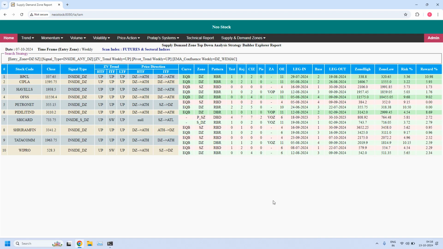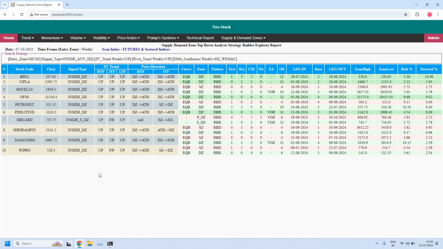You may ask a question, what is the advantage of doing such fine tuning and filtering these stocks? The advantage is now prices are in the demand zone, there are higher chances these stocks might start moving up. If you can find a fine-tuned daily zone or a fine-tuned 75-minute zone, that way you can plan your trades.